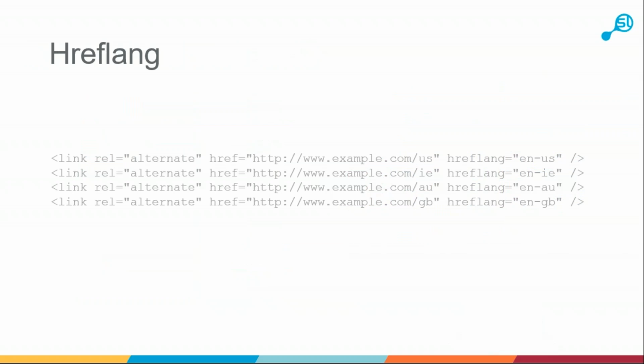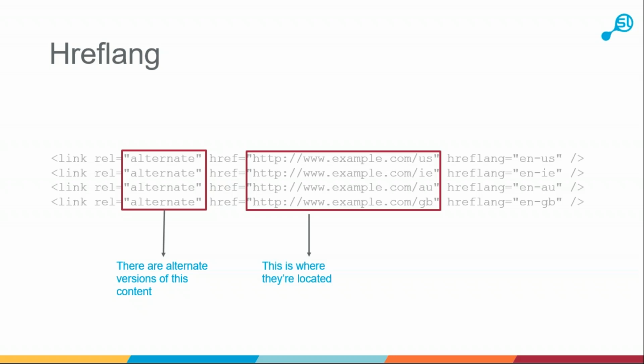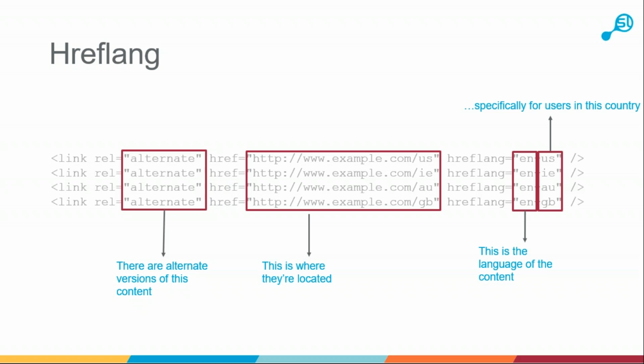Now I just wanted to break this down for you a little bit. So this is how the code breaks down. We need to tell Google that there are alternative versions of this piece of content. We then give them the location of these alternative versions. Then we tell them the language of the content before finally saying which country location they are relevant for.